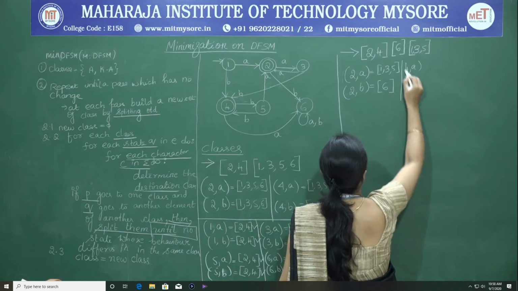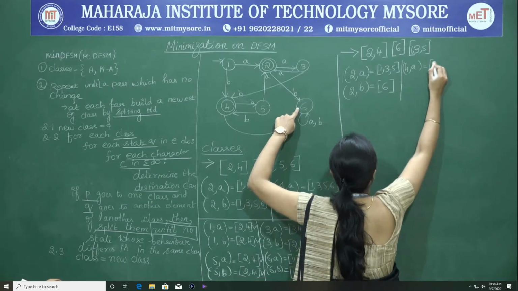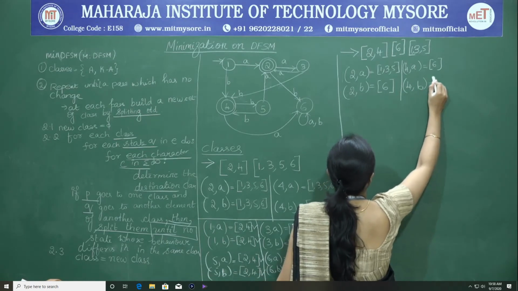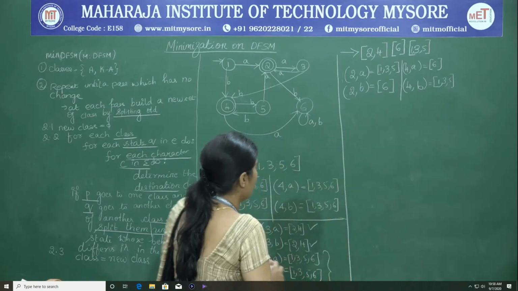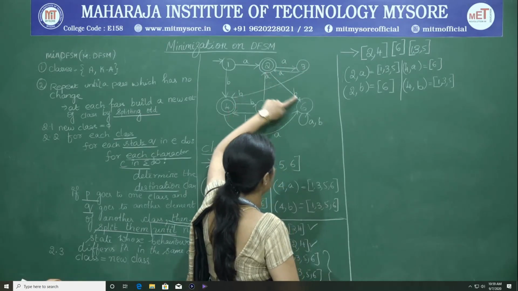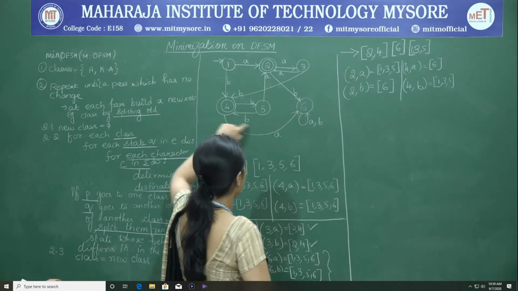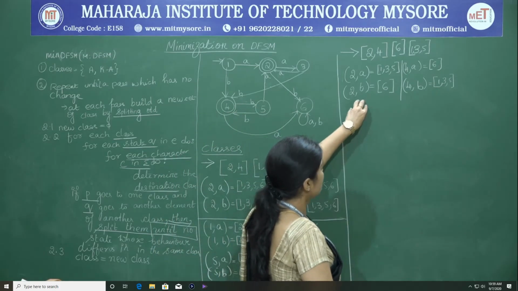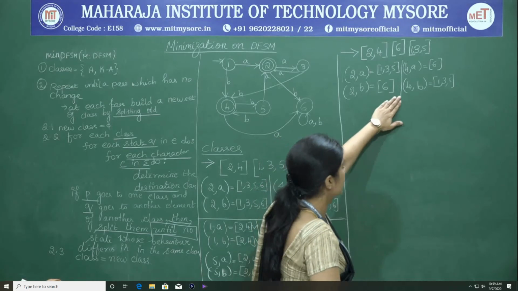4 comma A is going to 6, so the class is 6, and 4 on B is going to 5, so the class is 1, 3 and 5. So 2 comma A we will verify. 2 comma A is going to 3, so therefore we write 1, 3, 5. On B it is going to 6, we write 6. 4 on A is going to 6, and 4 on B is going to 5, so it is 1, 3, 5. So we can see here that both 2 and 4 have got a separate behavior. So we are going to split them later in the further steps.